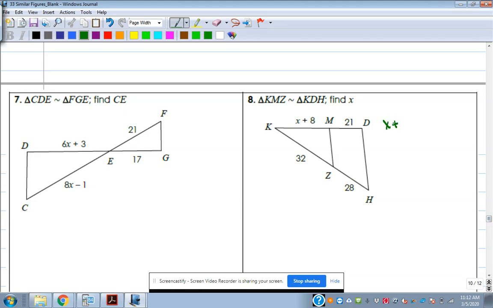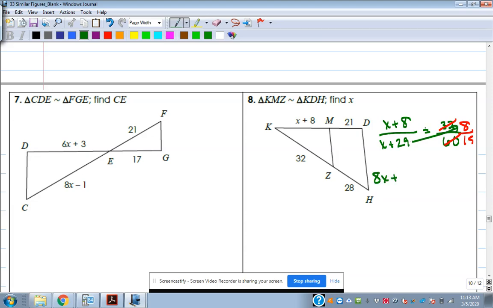X is in KM, so I know I'm going to use that. X plus 8. What's KM relate to? KD. How much is KD? X plus 20. That's right, I just added the 20. Now we need to set up another side. So KZ is 32 over 60. And then simplify that. That's 16 over 30, which reduces to 8 over 15, since 4 goes into both of those. And then cross multiply, just to make it easier.